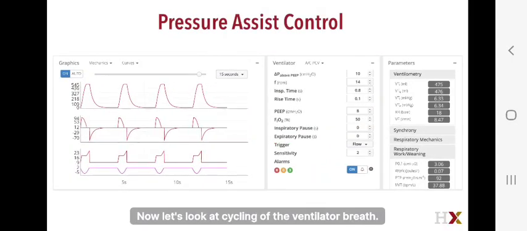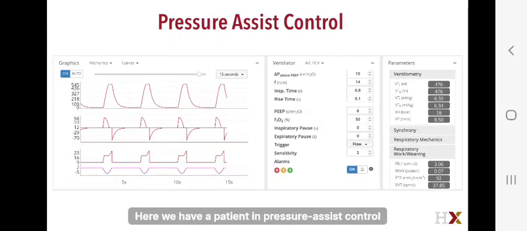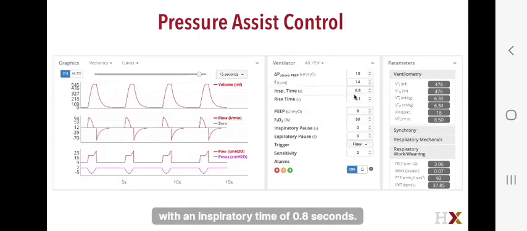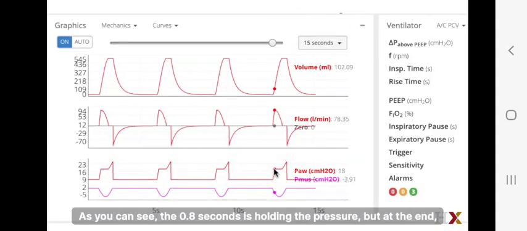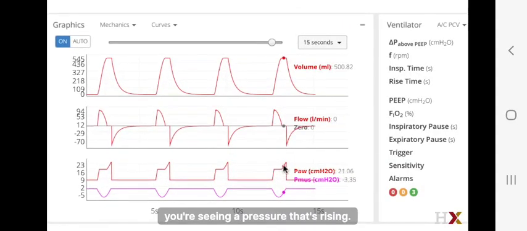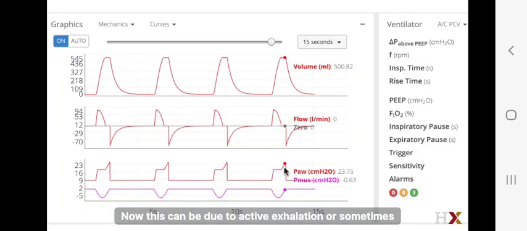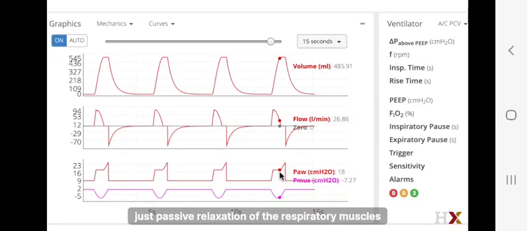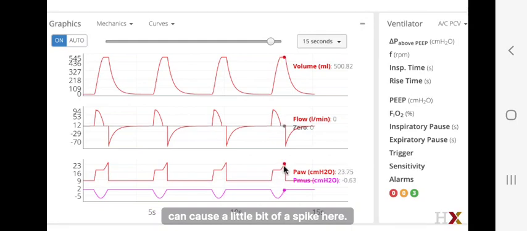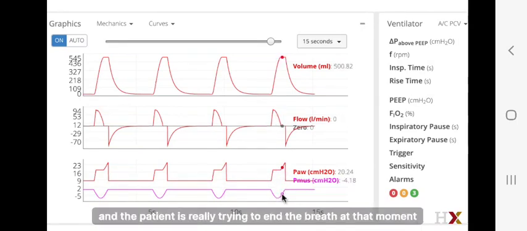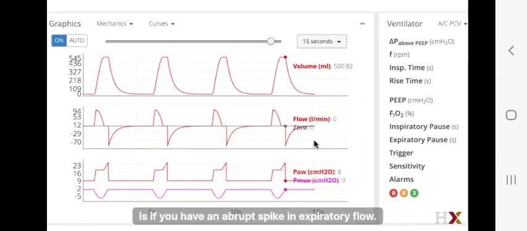Now let's look at cycling of the ventilator breath. Here we have a patient in pressure assist control with an inspiratory time of 0.8 seconds. As you can see, the 0.8 seconds is holding the pressure, but at the end you're seeing a pressure that's rising. Now this can be due to active exhalation, or sometimes just passive relaxation of the respiratory muscles can cause a little bit of a spike here. One way to determine whether or not it is active and the patient is really trying to end the breath at that moment is if you have an abrupt spike in expiratory flow.